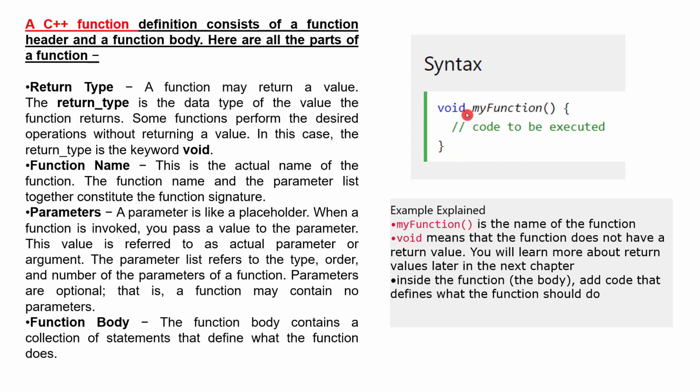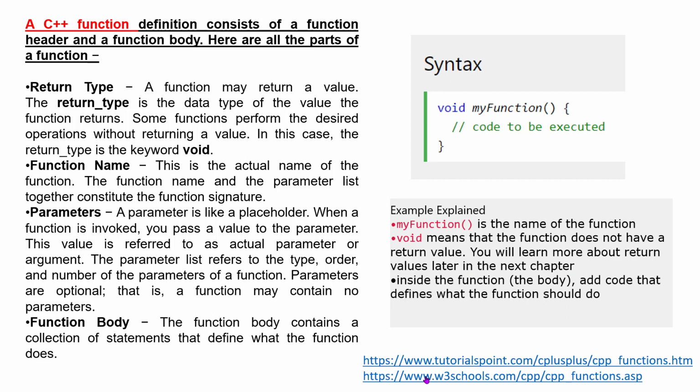Its syntax is like void myFunction, then I type the code to be executed, and then it closes the syntax. myFunction is the name of the function, and void means the function does not have a return value. We'll learn more about this in the coming classes. These are some references for advanced learning, and a detailed syllabus is available. This is the syllabus for module 3.